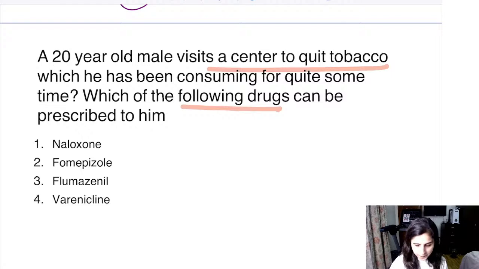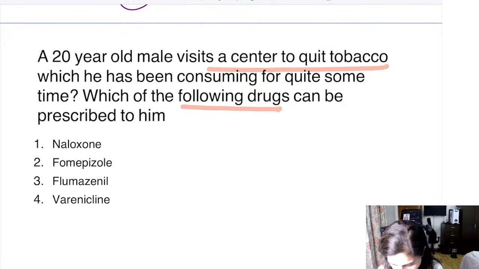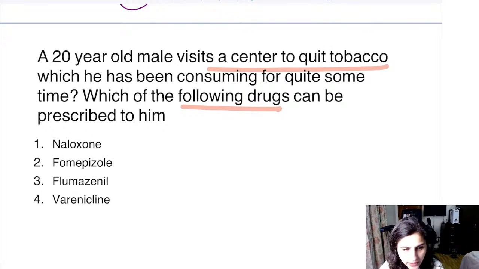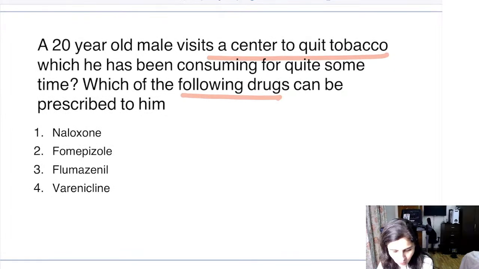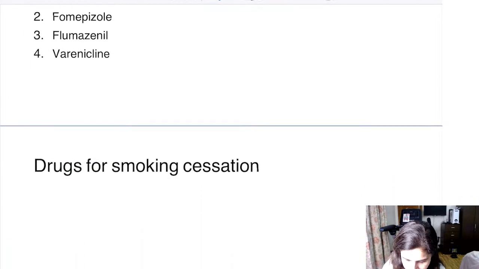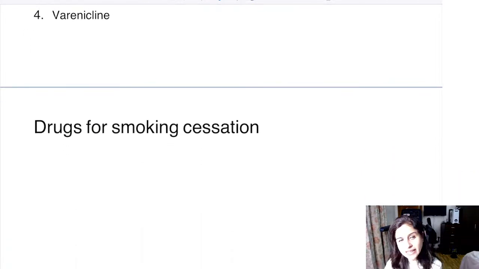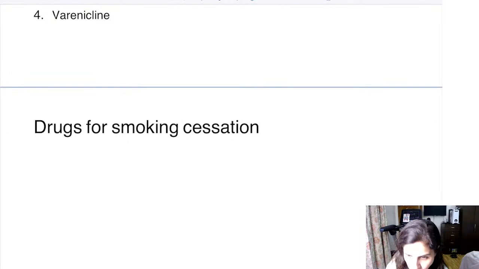कौन सी ड्रग हम देते हैं for cessation of smoking or smoking quit कराने के लिए, which of the drugs can be given? Alright, so इसमें पहले let's see which are the drugs given and then we come to the answer. So again there is a mnemonic for this.